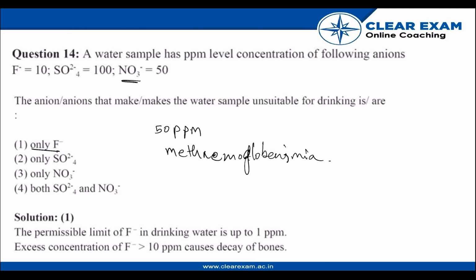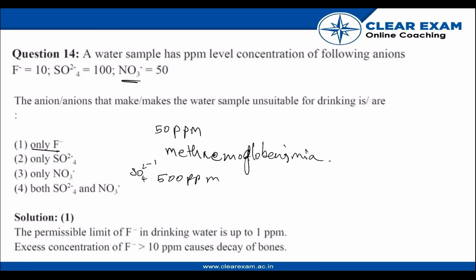SO₄²⁻: the maximum limit of sulfate according to WHO is 500 ppm. Excess sulfate has laxative effects.